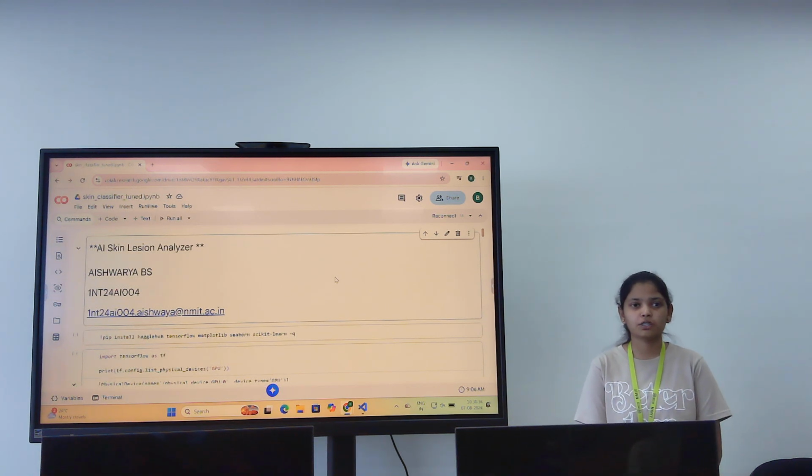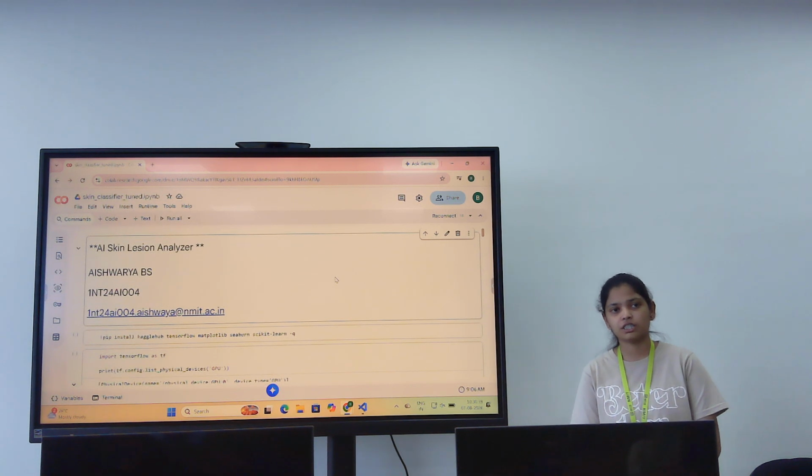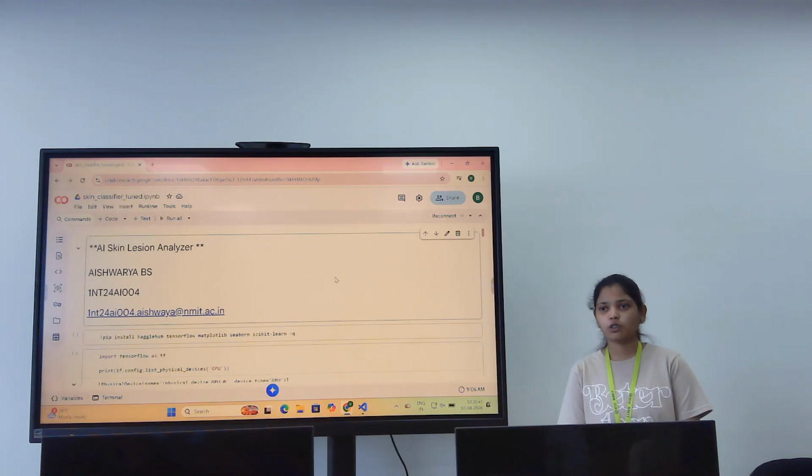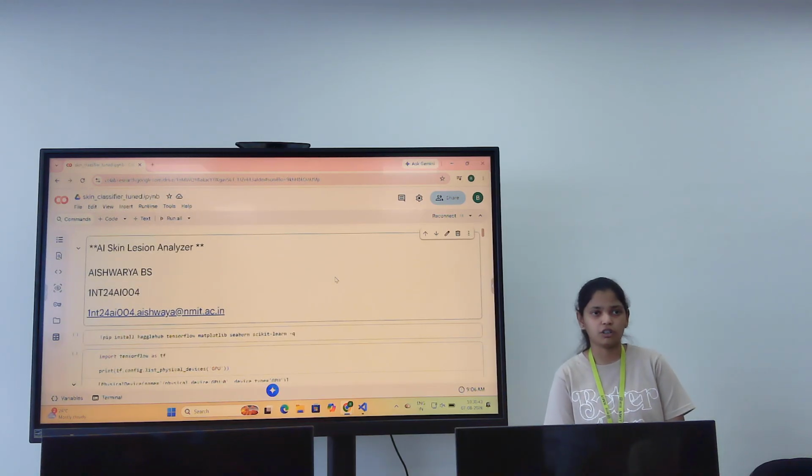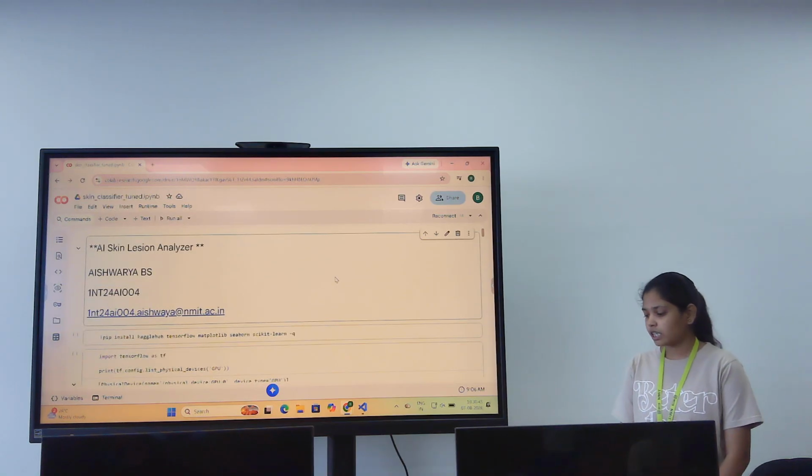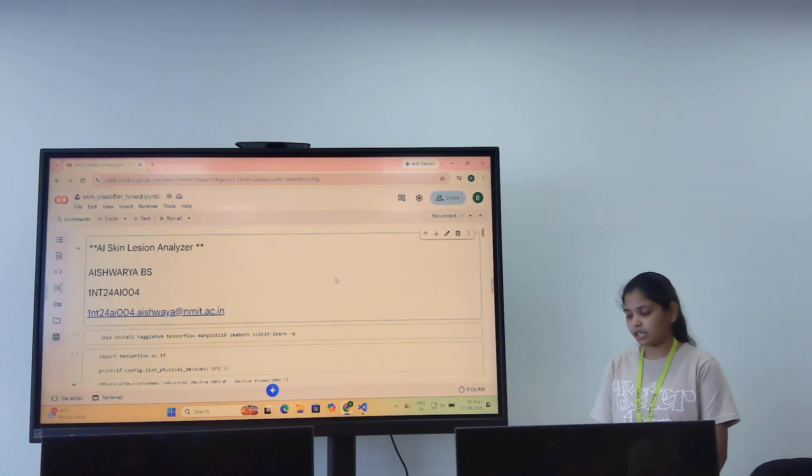Aishwarya. I am currently pursuing my third year Artificial Intelligence and Machine Learning Engineering course in NIT Meenakshi Institute of Technology. My project is AI Skin Lesion Analyzer.